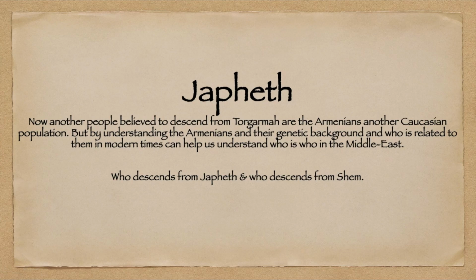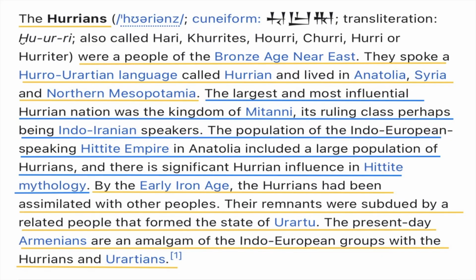So now another people believed to descend from Togarmah are the Armenians, who are another Caucasian population, but by understanding the Armenians and their genetic background and who is related to them in modern times, this can help us understand who is who in the Middle East, who descends from Japheth and who descends from Shem. So let's look at the Armenian genome, because this is going to help us figure it out. So the Hurrians.